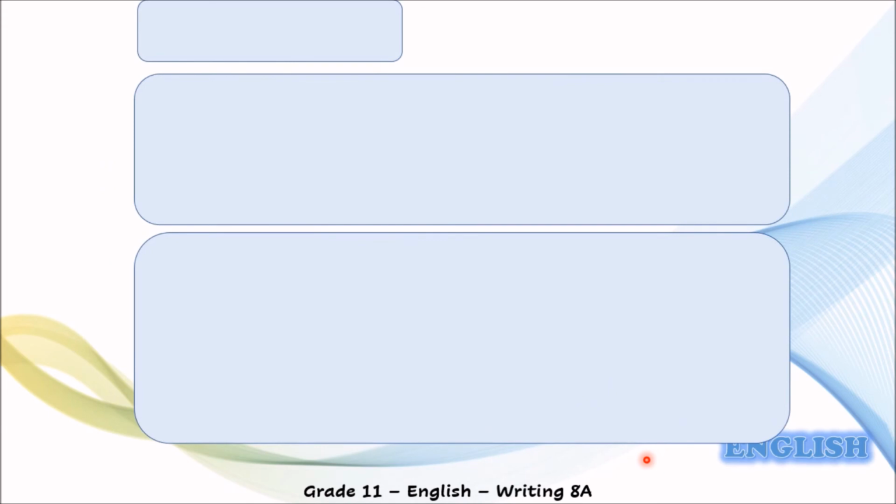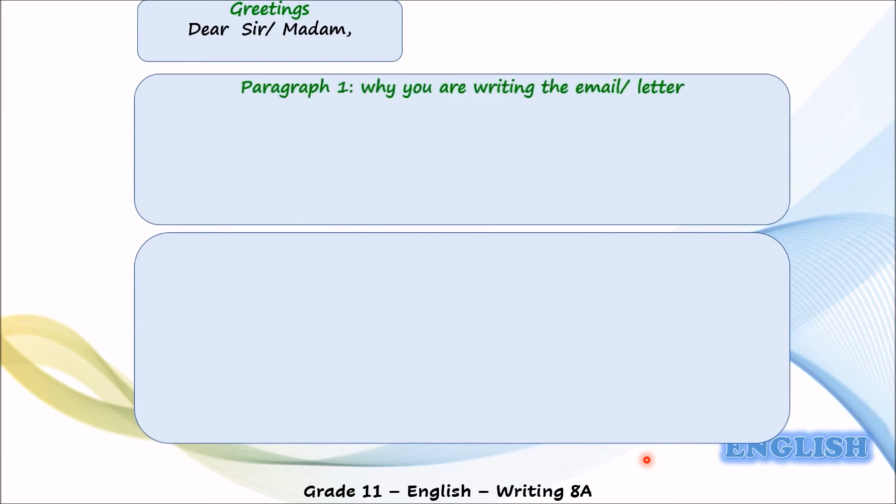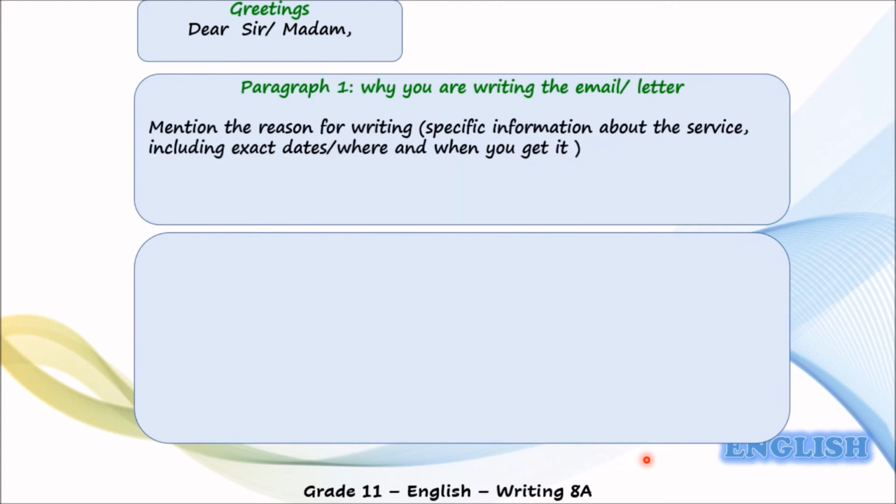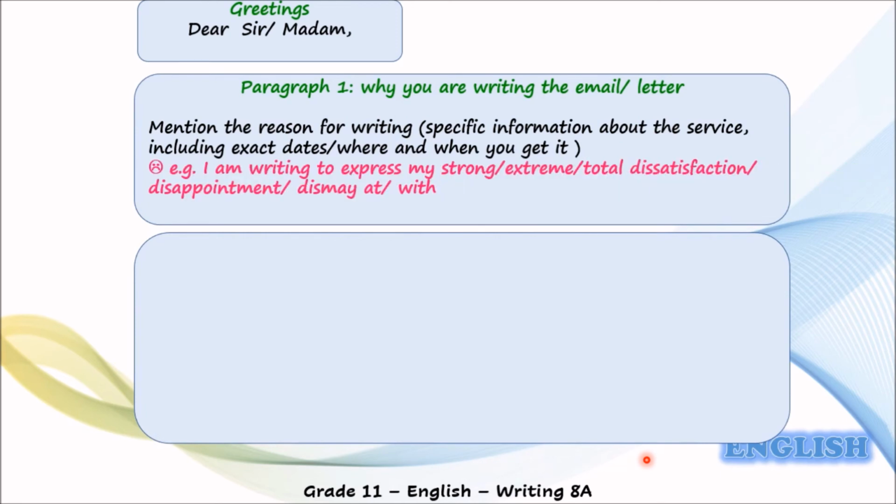Okay, so let's have a look at the components of the letter again. So the very first beginning, you start with the greetings. Dear Sir or Madam, if you don't know their names, or Dear Manager if you want. Then in paragraph 1, why you're writing the email or the letter. So mention the reason for writing, specific information about the service, including exact dates, where and when you got it. Example: I'm writing to express my strong, extreme, or total dissatisfaction or disappointment or dismay at or with.